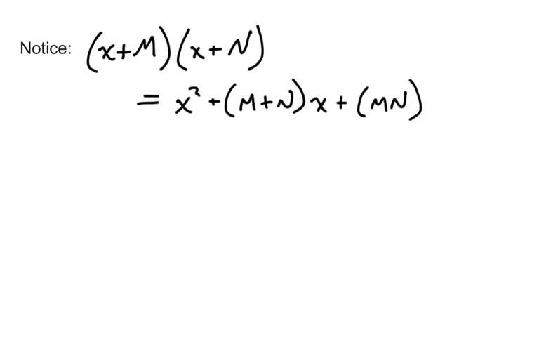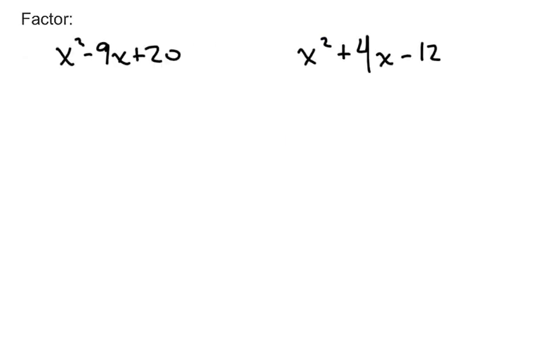What we notice from multiplying out a bunch of binomials is that we'll always end up with this thing happening, where in the middle, the coefficient of the linear term is just going to be the sum of the two constants. And the last term is when we did the lasts, and that's when we multiplied m and n together. Because now what we want to do is factor.